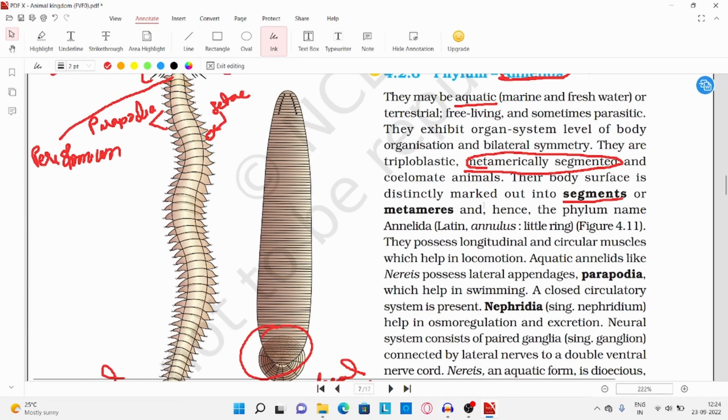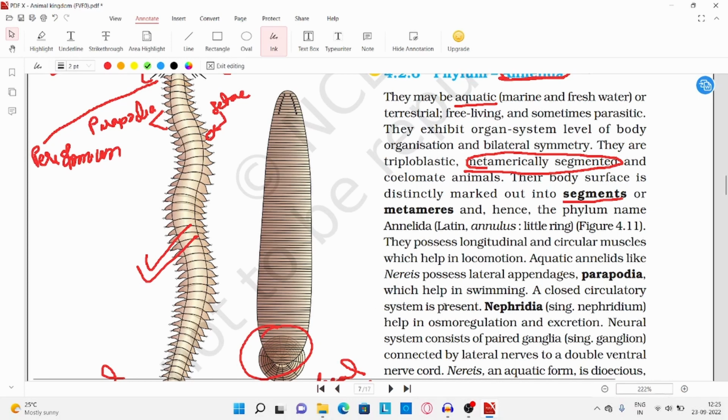Their body surface is distinctly marked out in segments or metamers. You already know this. Phylum name Annelida, Latin annulus, little ring. I told you who gave the name Annelida. It was Lamarck. Then they possess longitudinal and circular muscles which help in locomotion. Aquatic annelids like Nereis possess lateral appendages, parapodia, which help in swimming. So this is Nereis and it has lateral appendages. I have already told you about this. Parapodia, they help in swimming.